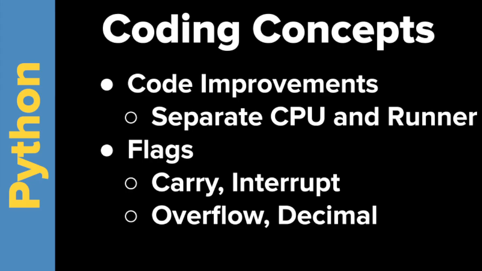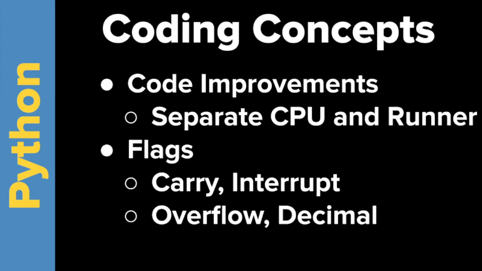The CPU has these flags. They are either true or false, I mean on and off. And there are four that I want to take care of today. They're called carry, interrupt, overflow, and decimal. So carry is used when we're adding or subtracting. Interrupt is kind of a CPU thing where there's a special mode where the CPU is interrupted and something else takes over.